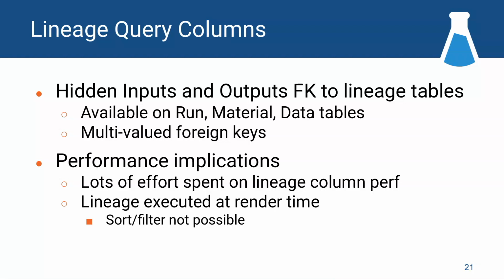And there are some implications. That means that sorting and filtering is not possible. Sorting and filtering happens at the database level. So instead, what we're doing is row by row accessing that lineage and rendering it into the HTML as we go.